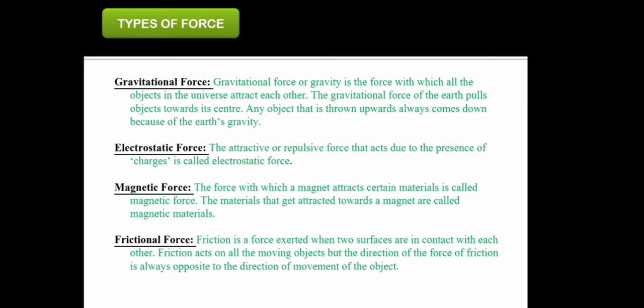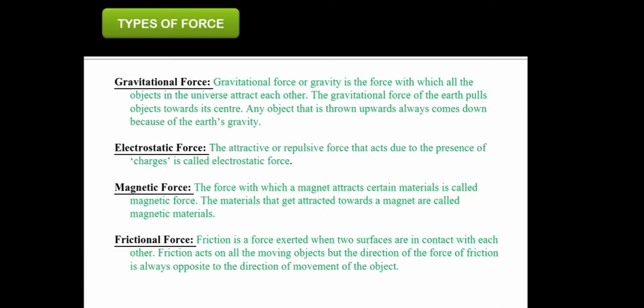Like if you throw an object, randomly any object, a ball upwards, then after some time it comes down to the ground. This is all because of the Earth's gravity, right? So gravitational force acts in the opposite direction when an object moves away from the Earth. It acts along the direction of motion of the object when it moves toward the Earth.